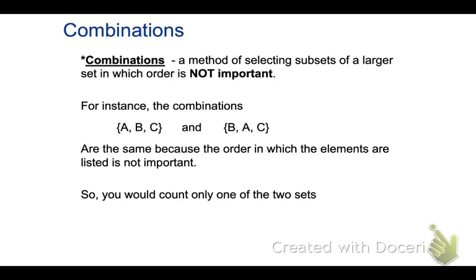Okay, so combinations. Combinations are a method of selecting subsets of a larger set in which order does not matter. When does order matter? What's the thing we use when order matters? Permutations. What do we use when order does not matter? Choose. Combinations. I usually say choose, but it's combinations. For instance, the combination of ABC and BAC, if order doesn't matter, aren't those the same groups? Yes. So there will be fewer combinations than permutations. Always.